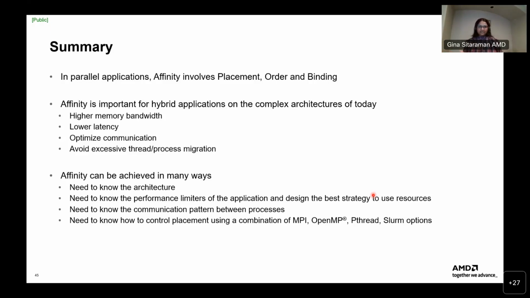And in this talk, we saw many ways in which you could understand your topology, understand the architecture, to do a very good job with setting the right affinities. You need to know the performance limiters of your application and design the best strategy for pinning. And the most important thing is you need to know the communication pattern between the processes in your application, right? And having known that communication pattern, you can choose the best placement. And we saw some examples of how to do that for different cases. If it is a serial application, you can do it this way. You can use OpenMP settings, and for MPI applications, we use Slurm bindings. Slurm offers this rich set of options, so we saw some examples of that.